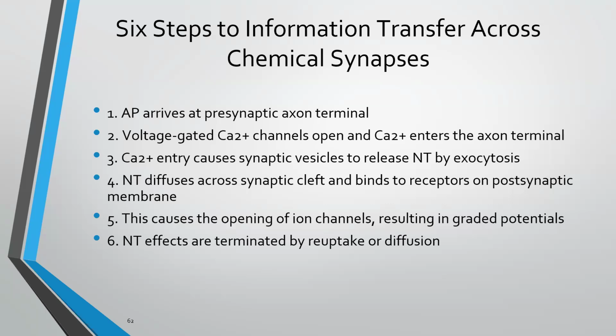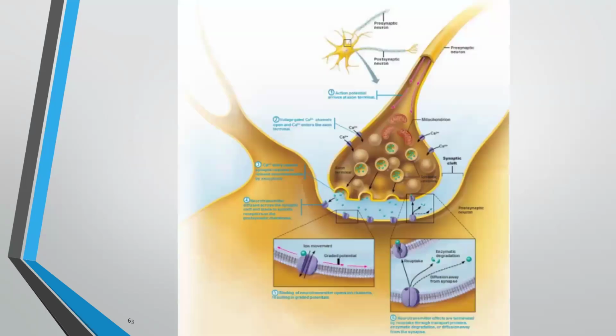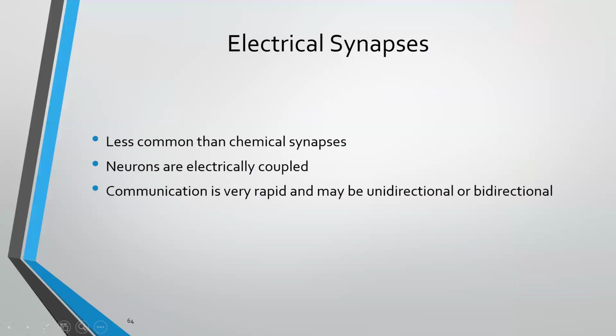The neurotransmitter diffuses across the synaptic cleft and binds to the receptors on the postsynaptic membrane. That causes the opening of those ion channels and results in that graded potential in that localized area. And then the neurotransmitter effects are terminated by reuptake or diffusion. So again, here's another picture we've seen several times, how these are released into the synaptic cleft, attached to the receptor, open that channel up, and then it causes that electrical pulse.